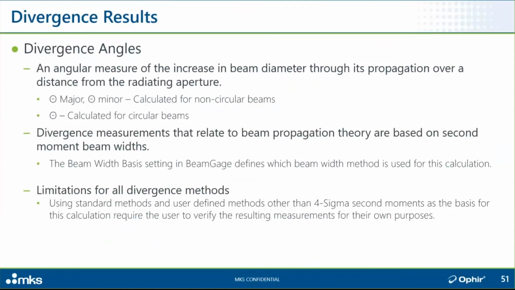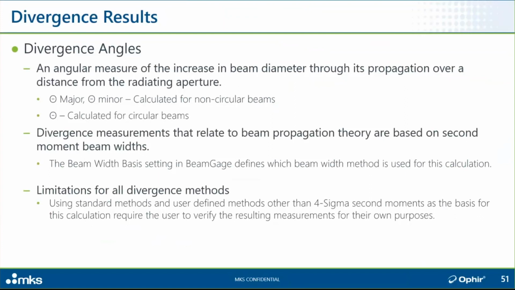Going into divergence results, there's only a few in this category, and 3 of them are all divergence angles. There's the theta major, theta minor, and theta result. The theta major and theta minor are calculated for non-circular beams, and theta can be used for circular symmetrical beams. And that distinction all the way through is present through many of the results.